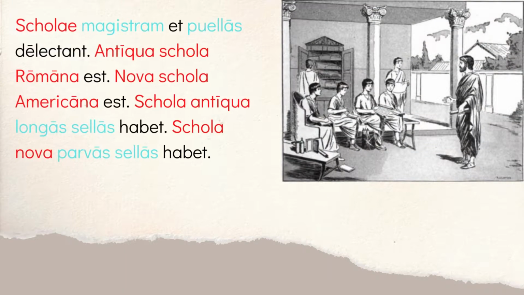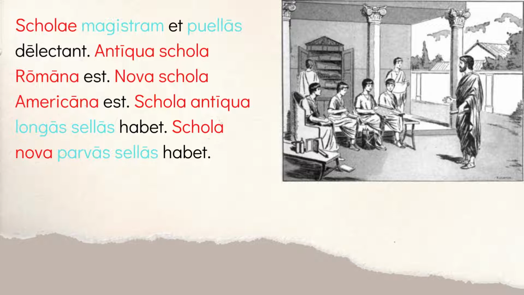So this is Schola Romana II. It starts by saying Scholae magistrum et puellas delectant. So the first word, and remember I've color-coded it, so red is nominative, blue is accusative. The first word is our subject, scholae, and you'll notice that it has the AE ending, which we said is nominative plural. So I'm not saying a school does something, but schools, plural. So the schools do something. What are they doing? Delectant.